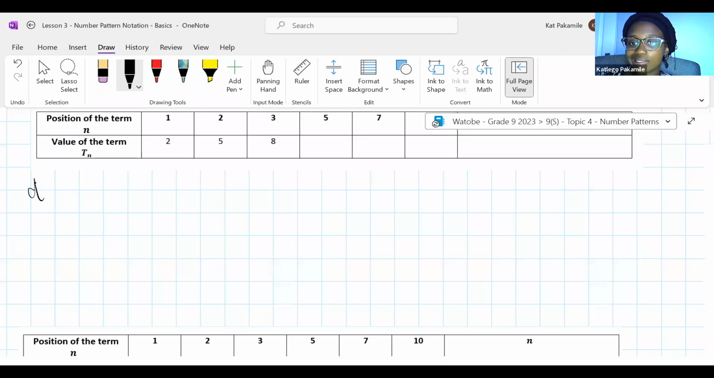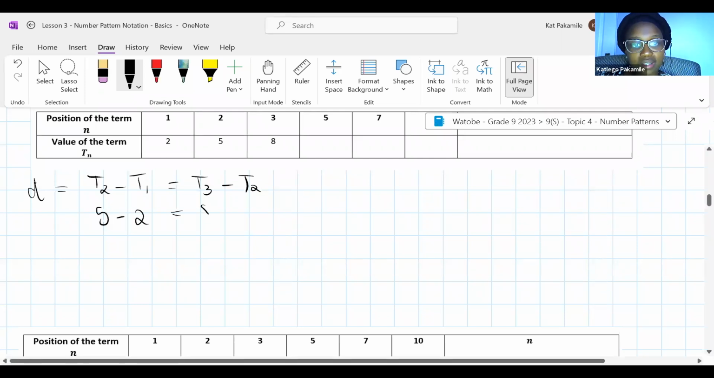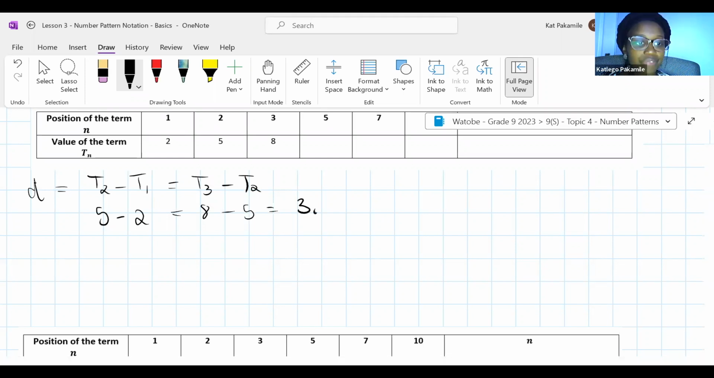3, because if anyone asks, your difference is term 2 minus term 1, which is the same as term 3 minus term 2. You always get the same number. Term 2 is 5 minus 2. It's also the same as 8 minus 5, and these all give you 3. We have established that our constant difference is 3.